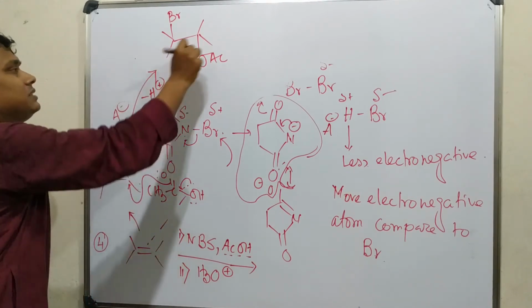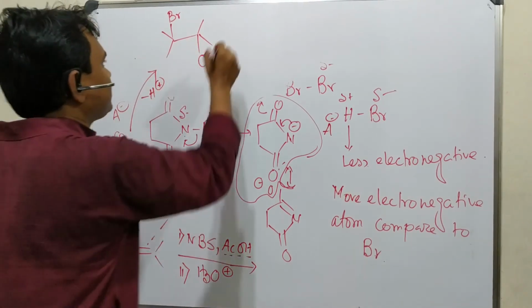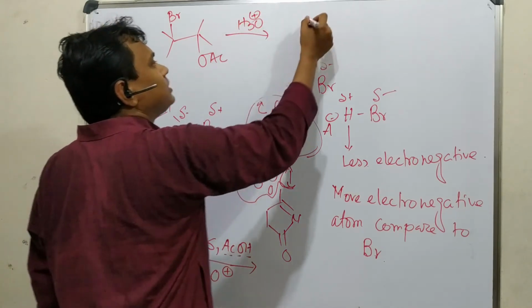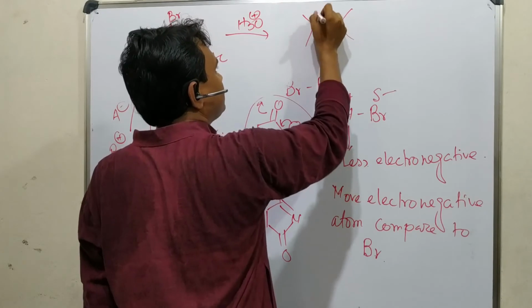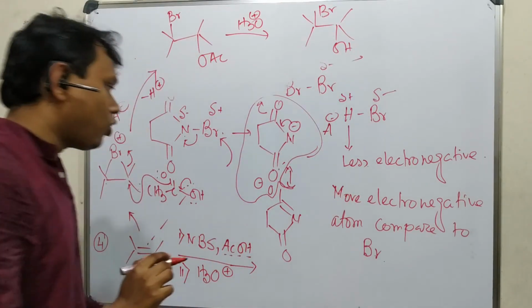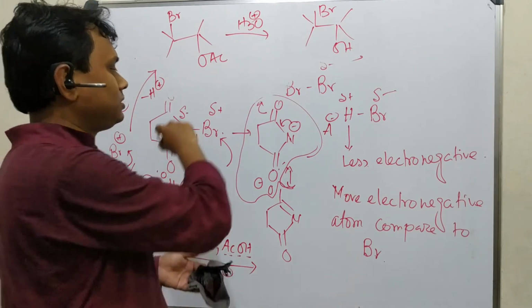Second step. Fine. Like the previous example, in presence of acid H3O plus, it will ultimately result in this halohydrin, bromohydrin via OH. So this is the overall discussion about these examples.